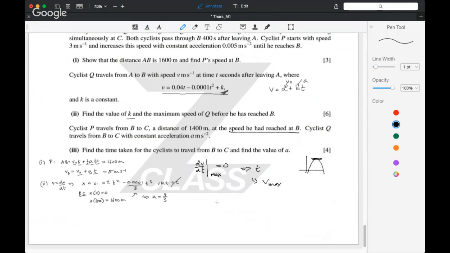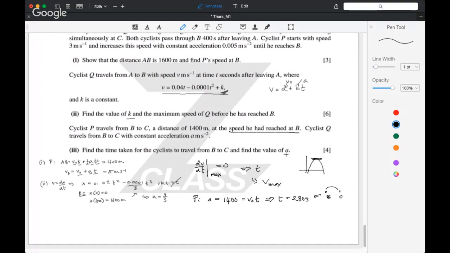So let's just look at cyclist P again. The distance he travels, s, is 1400 for both of them. And this is equal to V0 times the time that it takes him from B to C, plus no acceleration, no accelerating at all. So if you solve for this, you get t is equal to 280 seconds. So this is from B to C, not the whole time he's traveling. They took 400 seconds to get to B, and they take 280 seconds to get from B to C.